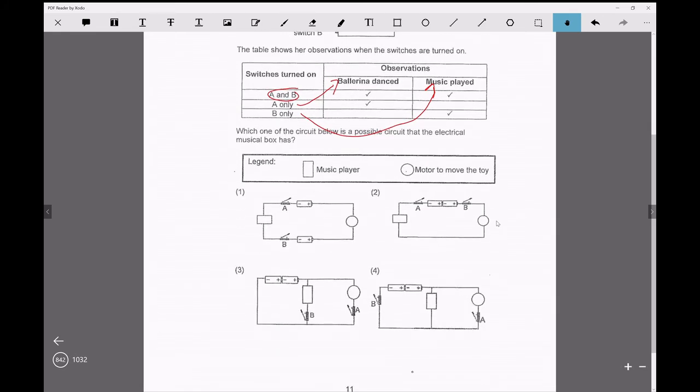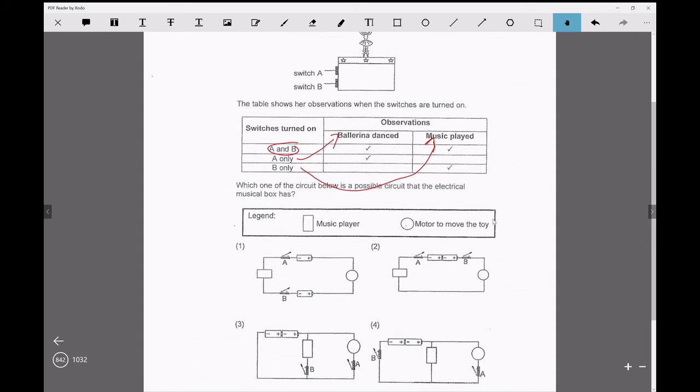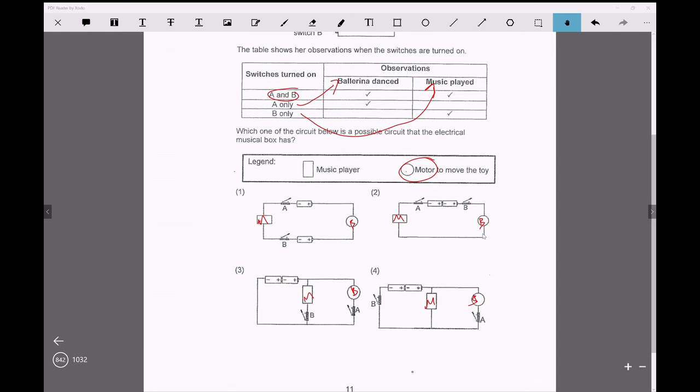So let's go and check. The ballerina is the circle because the ballerina moves, right? I just write all this as ballerina, ballerina, ballerina, ballerina. Then the music, music, music, music. So I just go straight to the answer. It's number 3.